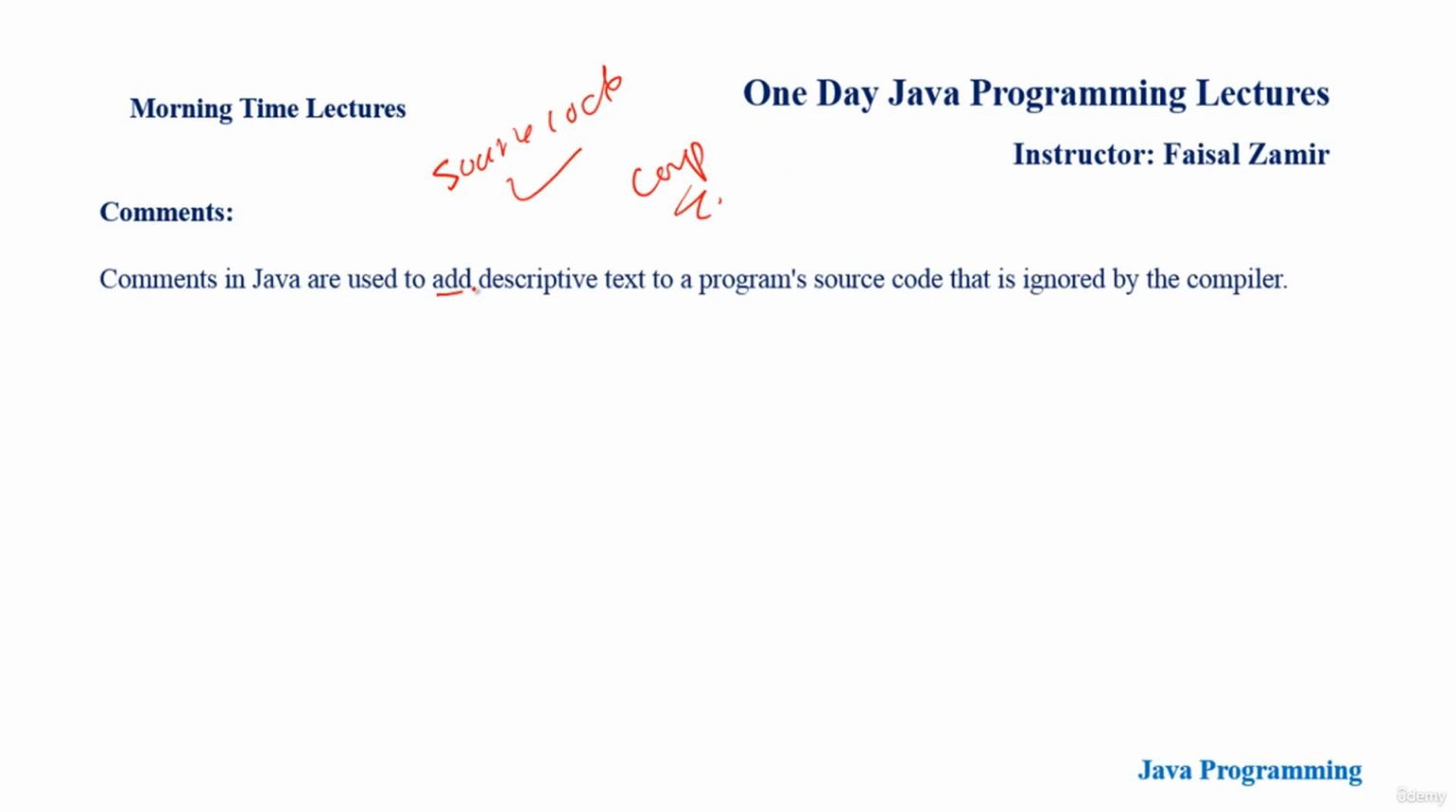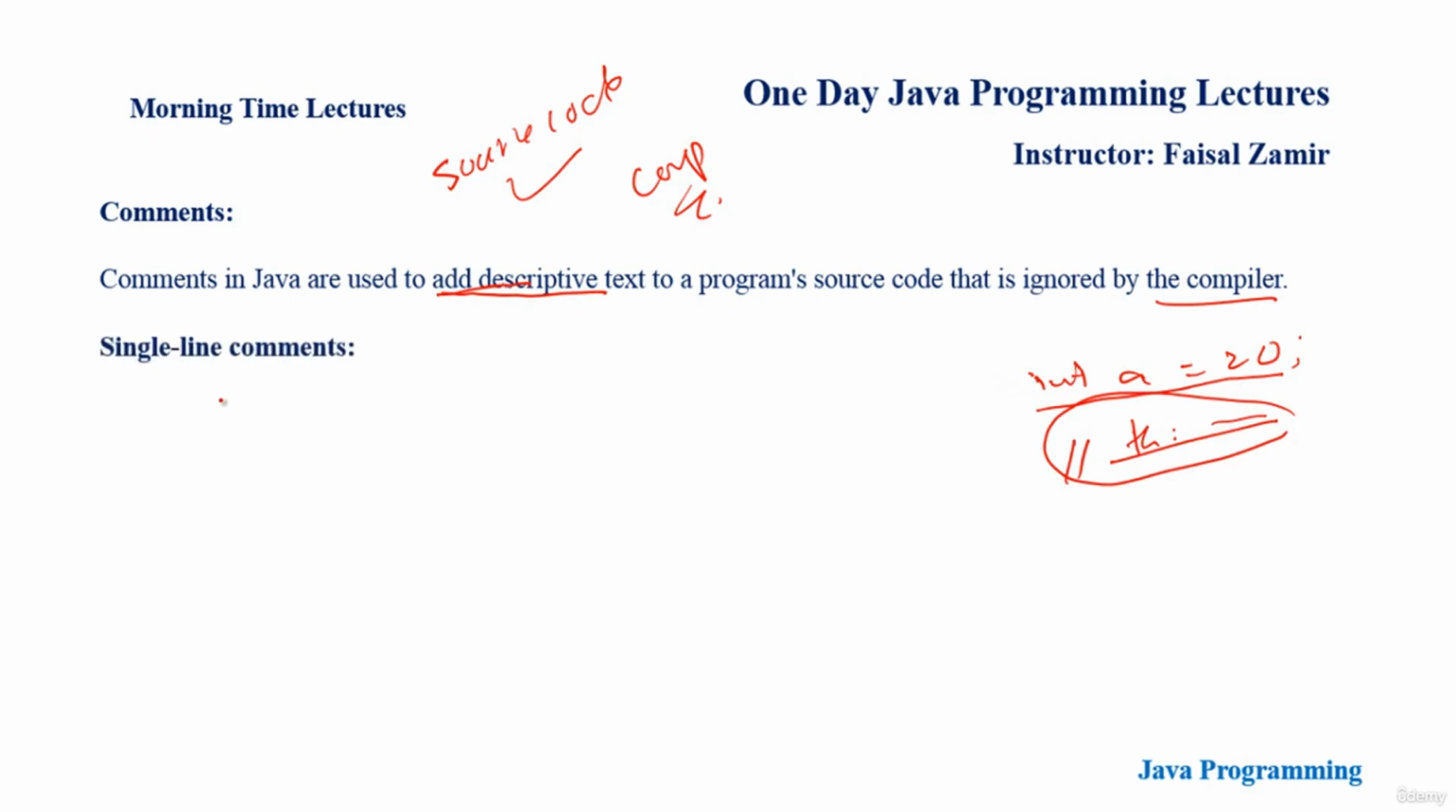Comments in Java are used to add descriptive text. For example, if you want to describe your code, for example, this is int a = 20. So this is a variable declaration and initialization. So what I have to do, I have to explain this line of code in comments. For example, this is a variable and its value is 10. It means that you can explain and describe your code in the source code, because comments will not be compiled by the compiler. Actually these are remarks in a program's source code that are ignored by the compiler. So the compiler will ignore the lines that are written in comments.